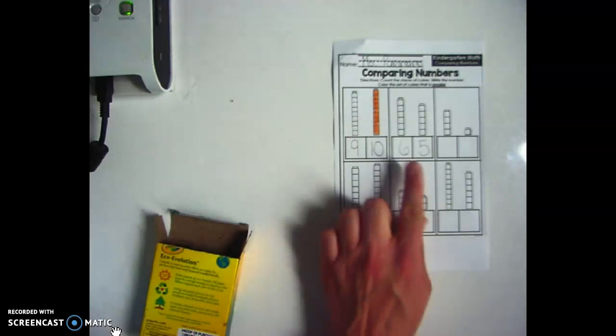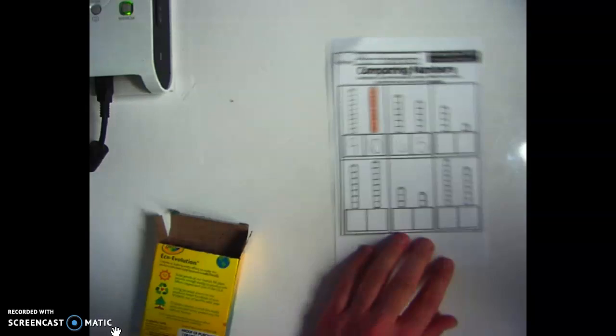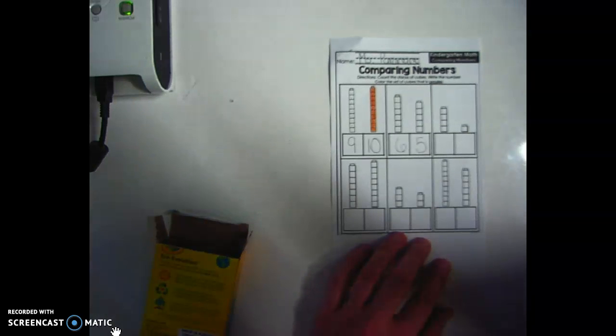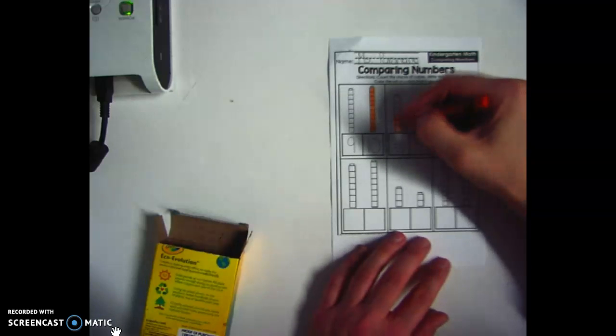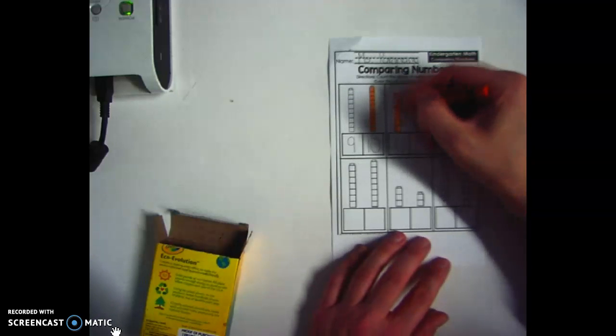Okay, friends, so 6 and 5. I want you to think in your brain, who would Greater Gator like to chomp up? Greater Gator's going to chomp up the 6. 6 is greater than 5.